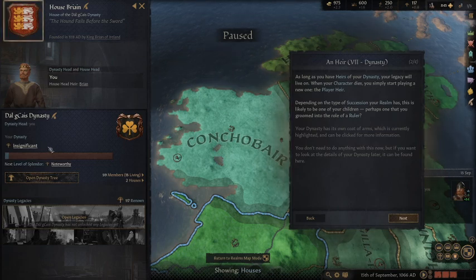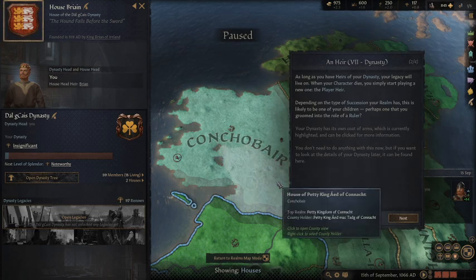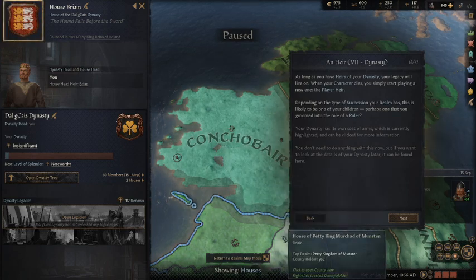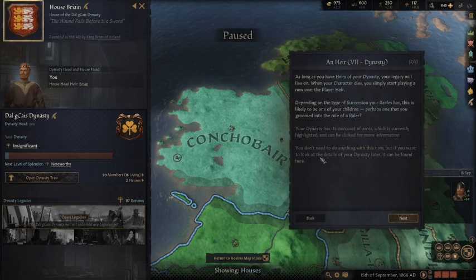Dynasty insignificant. You do not have any. The dynasty does not have any legacy yet. As long as you have heirs of your dynasty, your legacy will live on. When your character dies, you simply start playing. Oh yeah, I read that part.